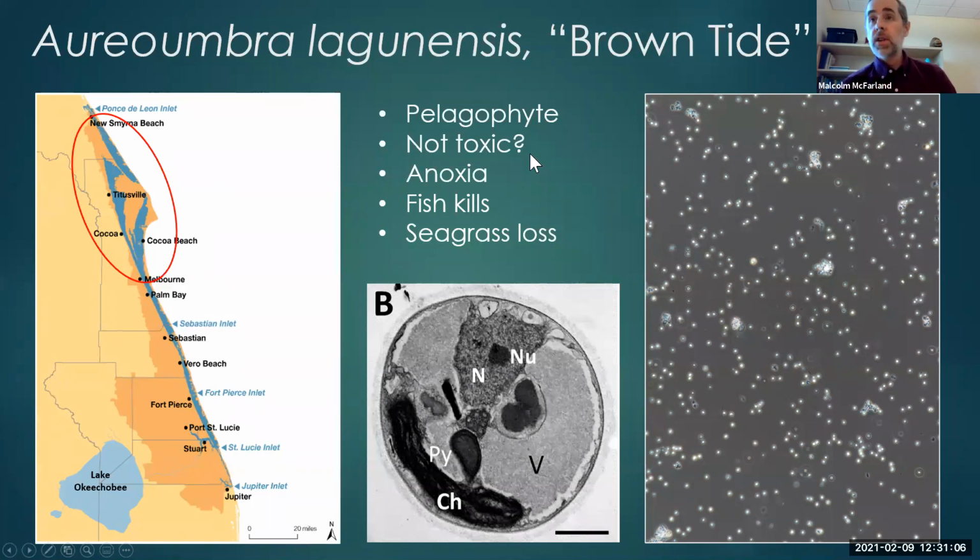So it's not toxic as far as we know, but it does lead to anoxia, which can cause fish kills and can cause seagrass loss. So this is one that we are keeping an eye on constantly, or as frequently as we can. And so while I am usually monitoring things down in the southern half of the Indian River Lagoon, we're always keeping an eye out for it to see how far south it'll spread.